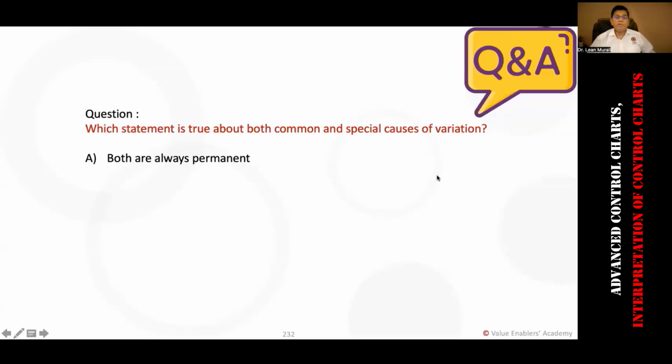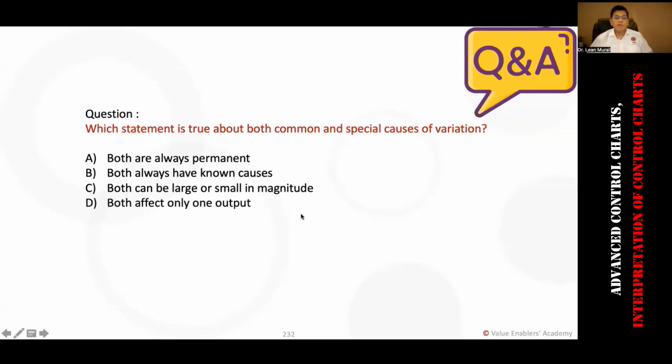Which statement is true about both common and special cause of variation? Both are always present. Both always have known causes. Both can be large and small in magnitude. Both affect only one output.